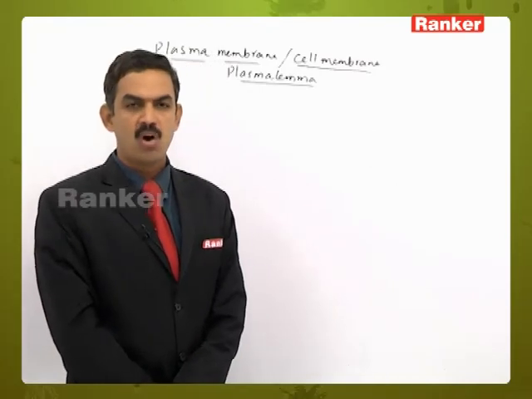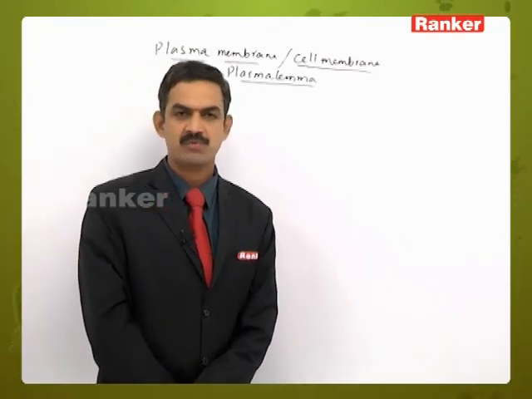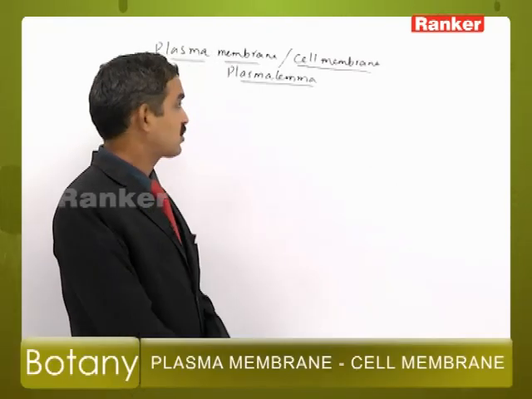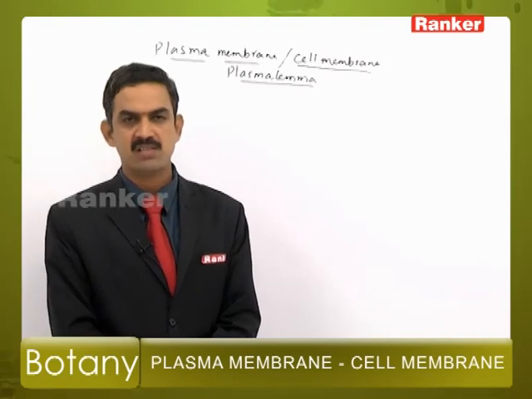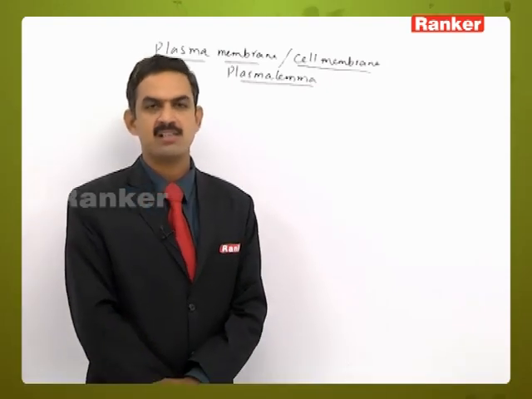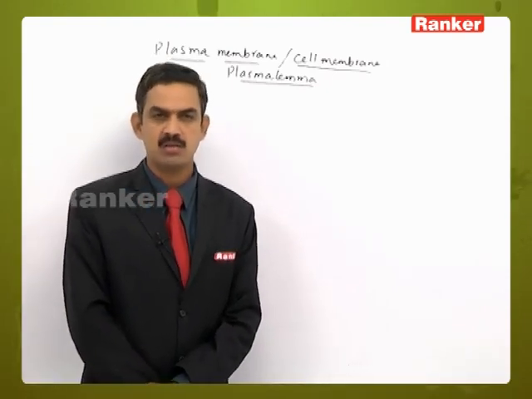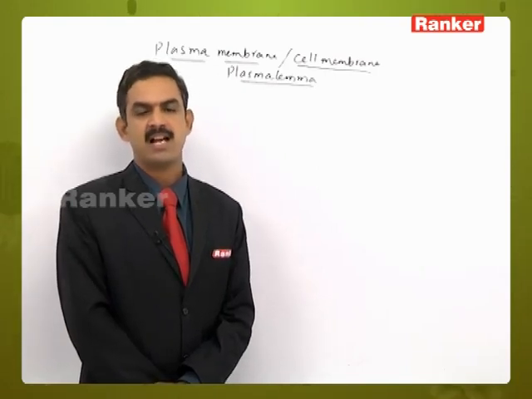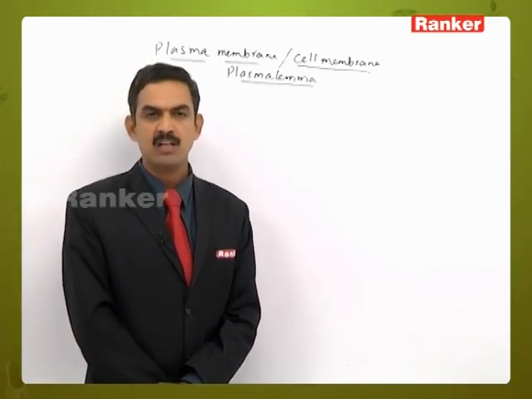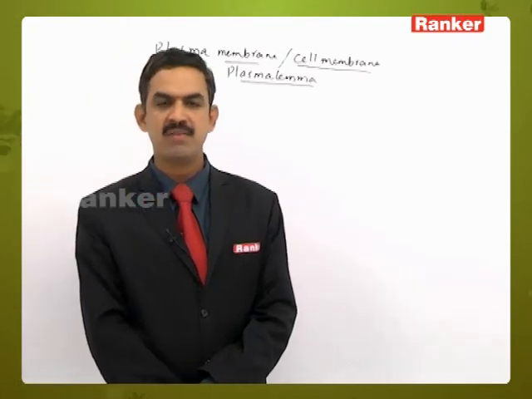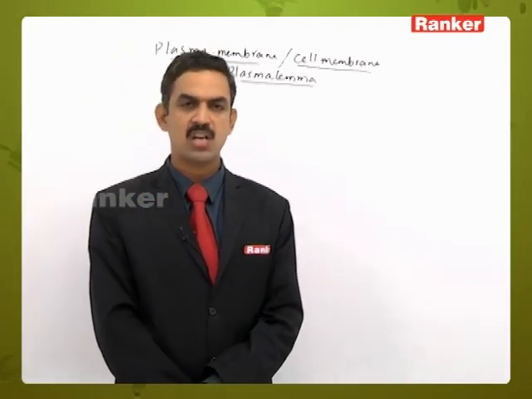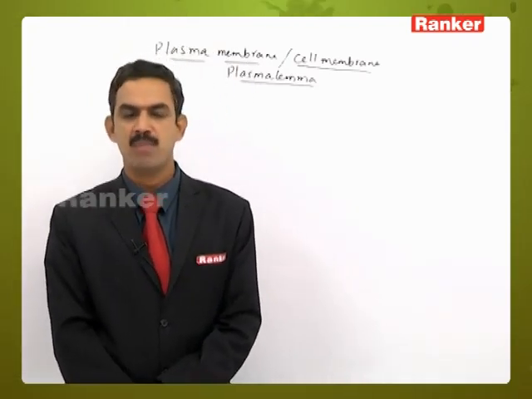Many models have been proposed by various groups of scientists to explain the structure of this plasma membrane. Before that, the scientist who first discovered the plasma membrane is Schwann. Schwann, a German zoologist, first said that the animal cell does not have a cell wall, but is surrounded by a living membrane called the plasma membrane.